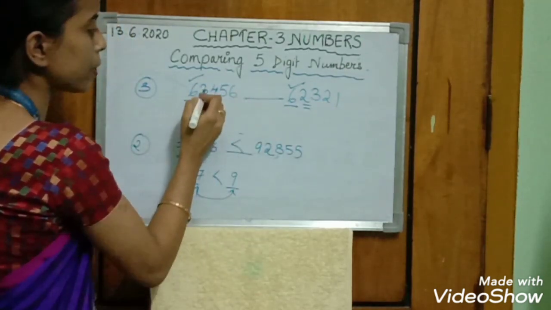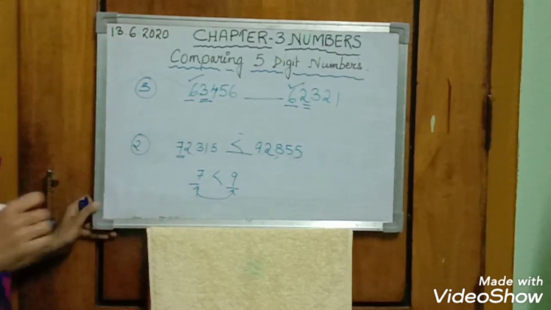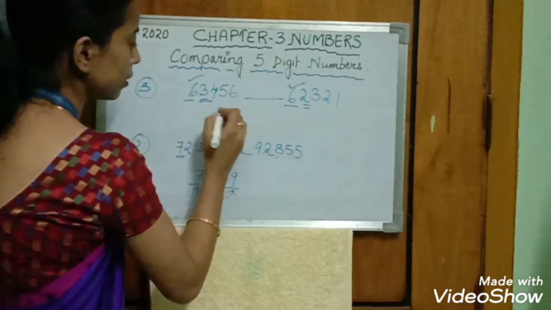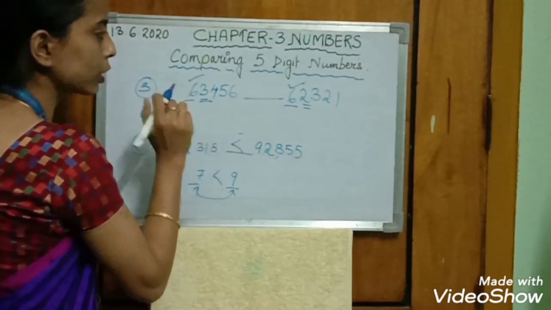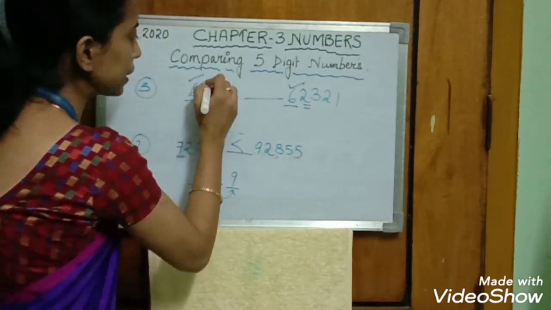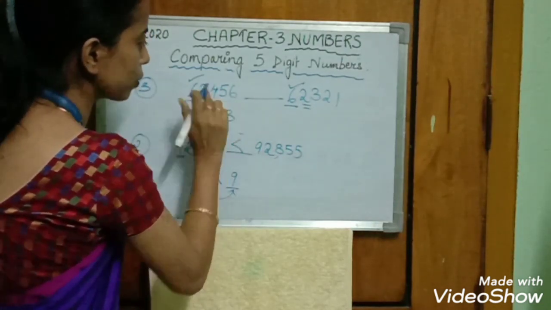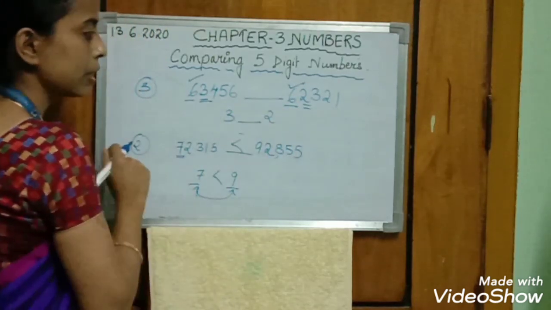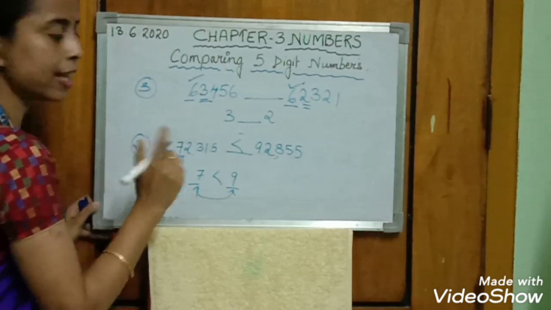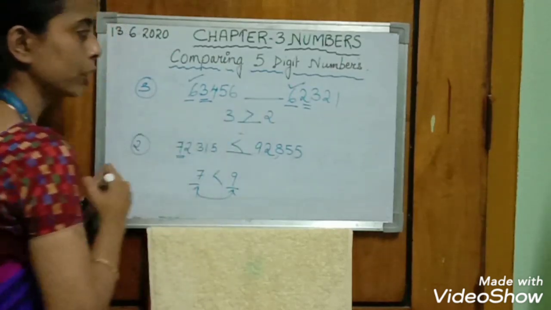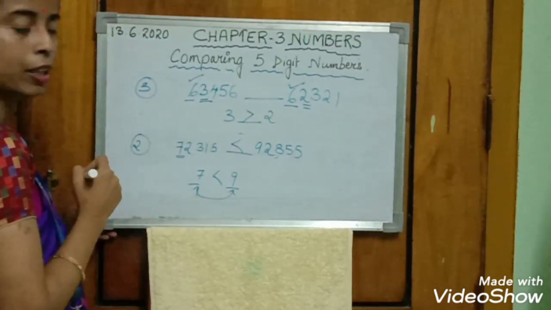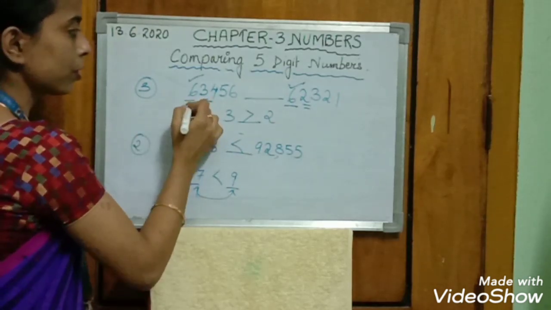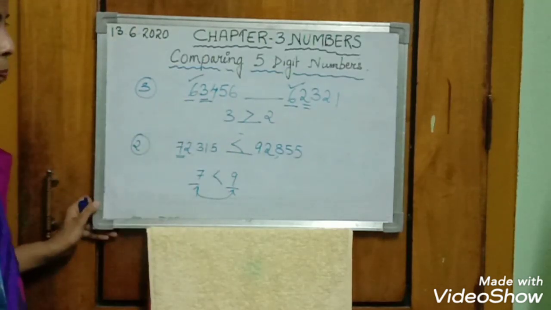So, in this number, what is the place value of 3? It's the 1000 place. Here, we will see the 1000 place. In this number, in the 1000 place, 3 is there. And in this number, in the 1000 place, 2 is there. By seeing this, we can easily say that 3 is greater than 2. Right? So, which number is greater?